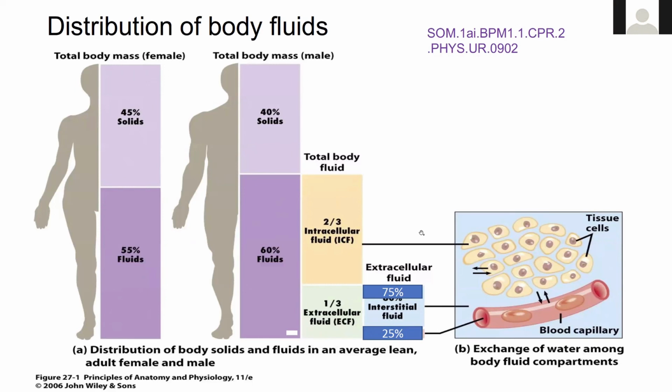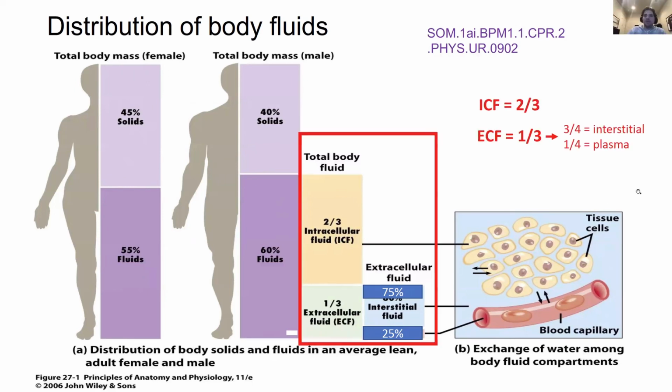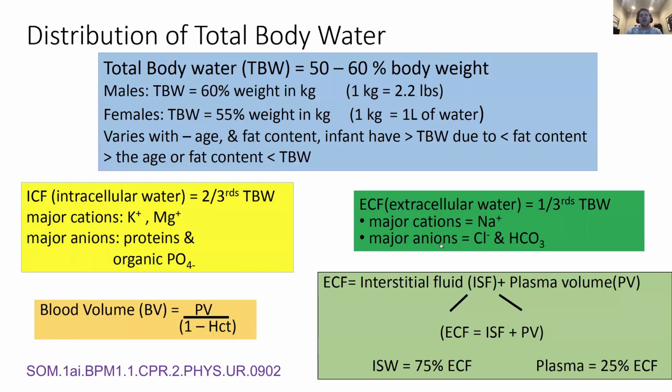Yep. So when we talk about body fluids, one of the easy questions they could ask is that most of the fluid is going to be intracellular, right? Two-thirds of it is intracellular. And of the extracellular one-third, three-quarters is going to be interstitial, one-quarter is plasma. So they could give you any of these and you could determine the other variable.